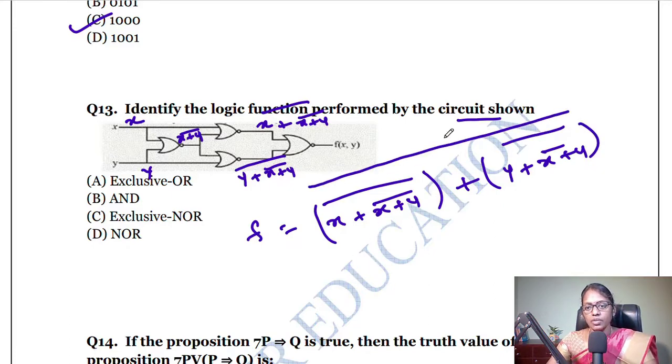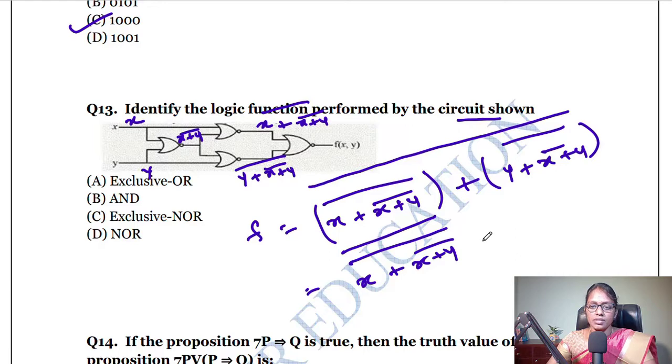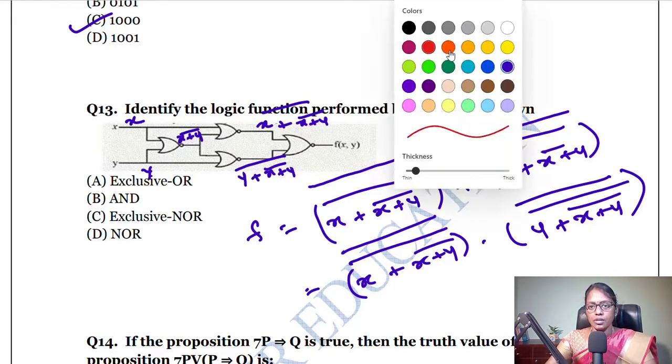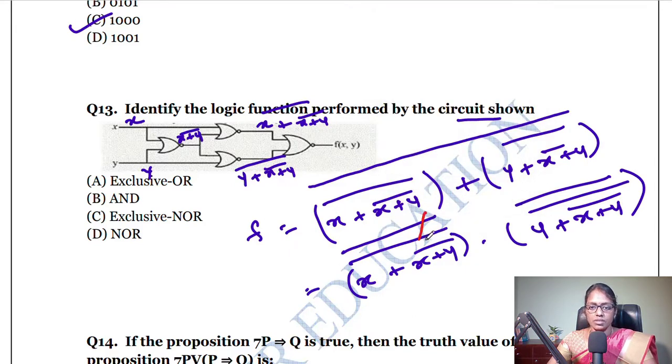When you split this complement, the addition will become AND. So it will become x plus y the whole bar, this complement, and this, AND y plus x plus y the whole bar, and this. Now as per the complement law, if it is a double complement, you can remove it. This is a double complement, right?